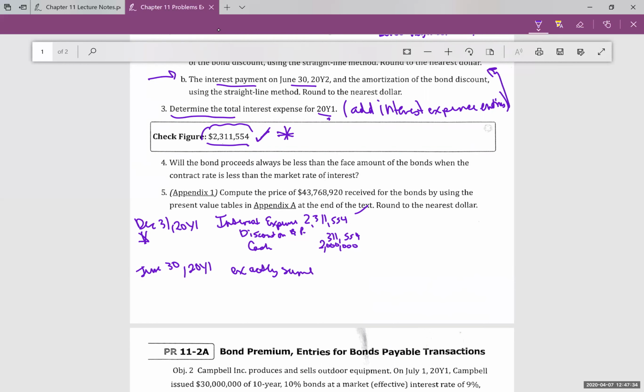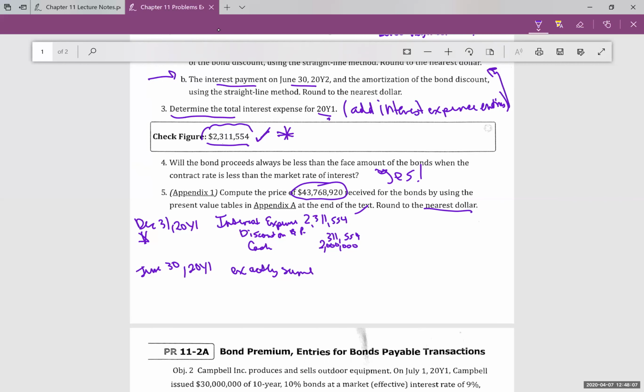Okay, number 4, will the bond proceeds always be less than the face amount of the bonds when the contract rate is less than the market rate of interest? Yes, that was easy. And then on number 5, this one I'm going to let you kind of do on your own. But when they got this initial cash amount, this 43,768,009, you know, we can use the tables to calculate that amount. And that's what this next part, number 5, is.